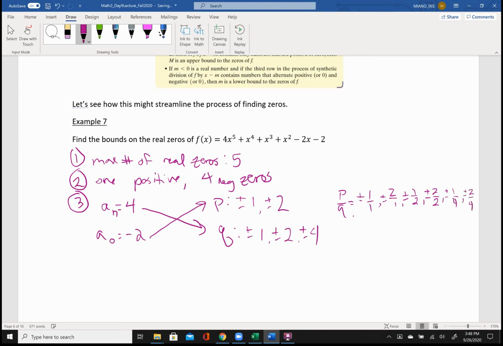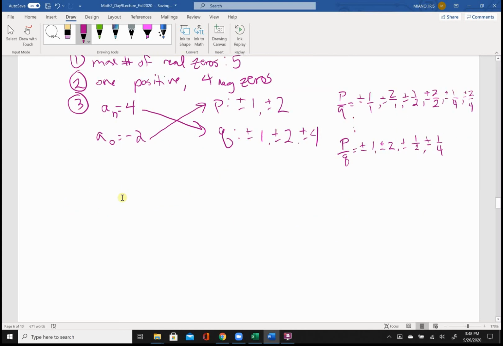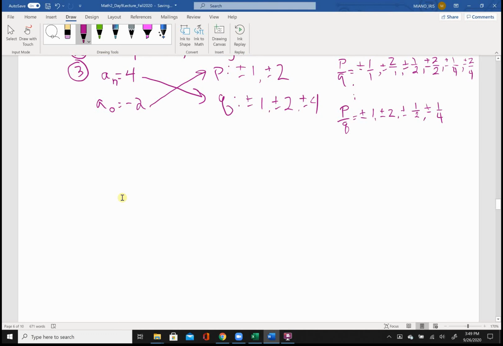Okay, and then simplify this all the way down. We get the actual P over Q simplified list as being plus or minus 1, plus or minus 2, plus or minus 1/2, and plus or minus 1/4. Now I know it looks like it's just 4, but there's actually 8 factors here. It's kind of a lot. So in order to do an upper and a lower bound on this, you're going to start with the smallest positive integer among your possible zeros.